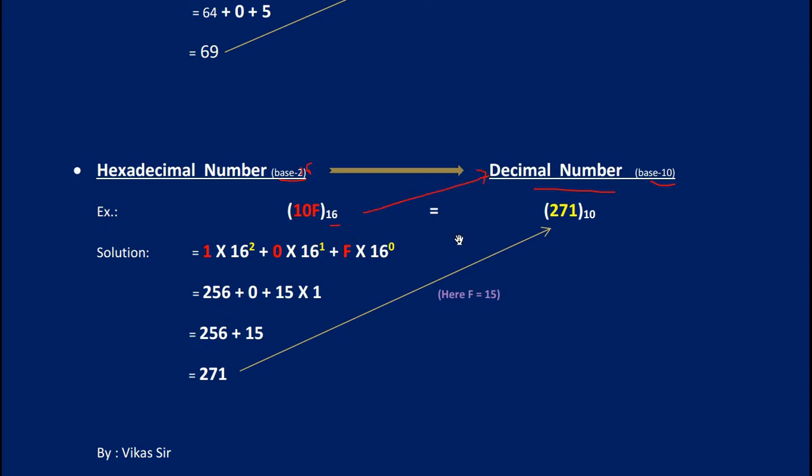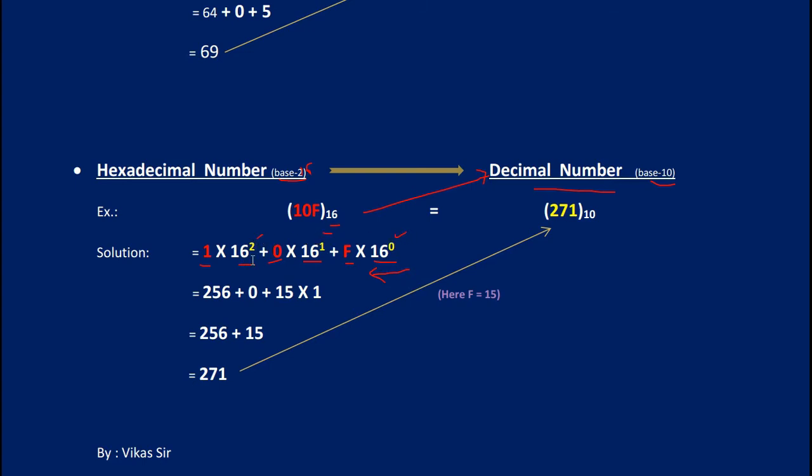So same method, that is a multiplication method. Right here the digits are in the same sequence, that is 1, 0 and f. Here you can see what the base is, 16. So we will multiply all three digits with 16, and we will have the power of 16 from right to left, that is 0, 1 and then 2.